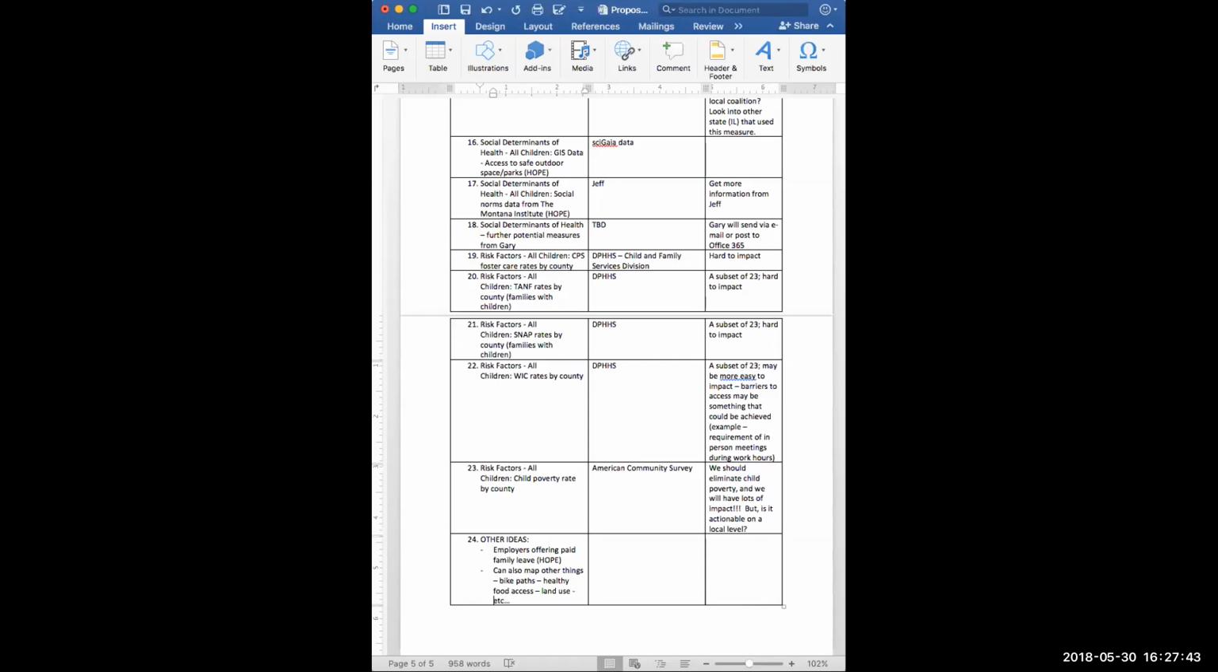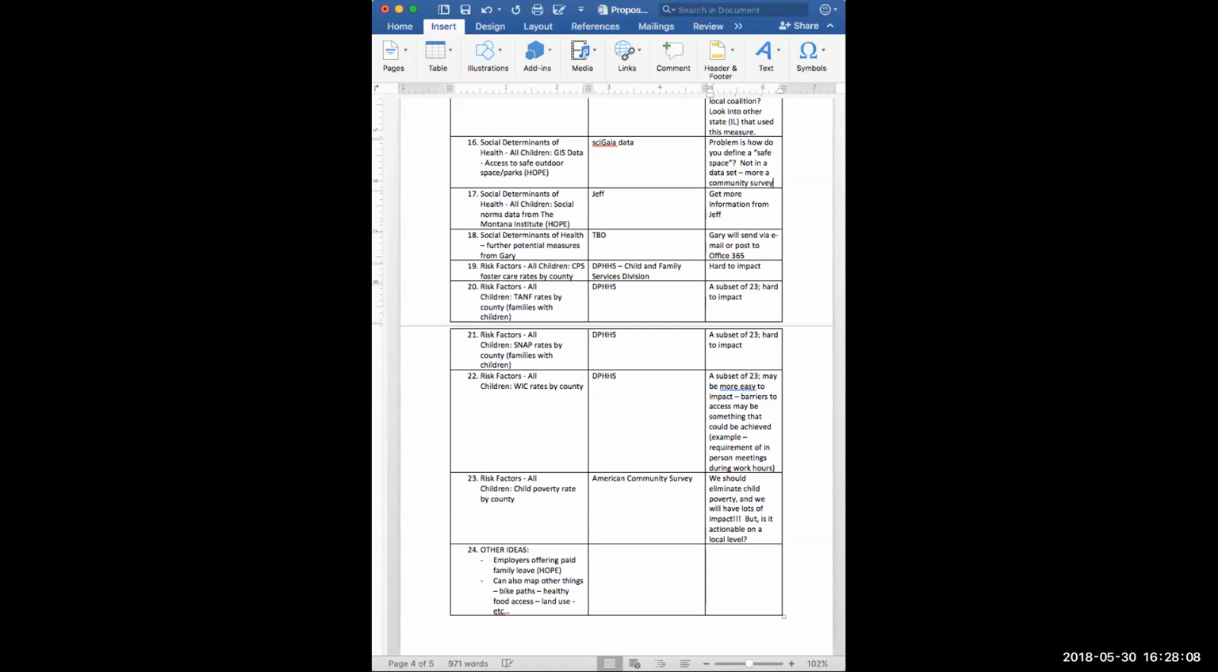Yeah, I got hung up on how do you define a safe outdoor space and how do you define access? What does that entail, and how do you work that into a mapping feature? I would think that is something you're not going to find typically in a data set, and that would be more a community survey to determine whether an open space feels safe to the community or not. I don't know that you'd find that data anywhere easily.